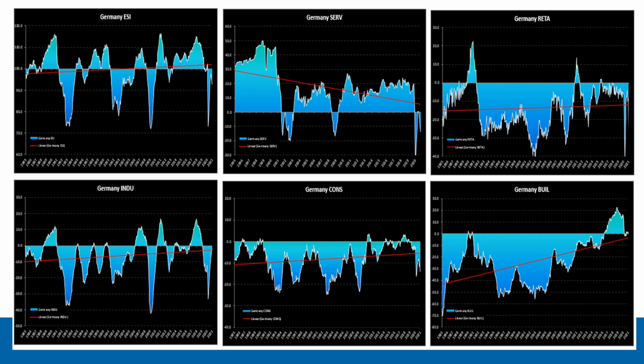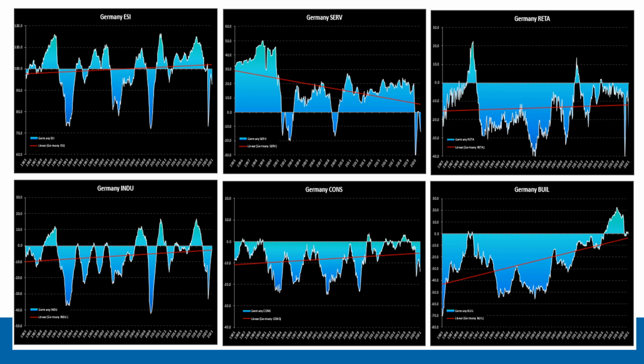So when we eyeball these things, we just look at where we are. Are we below long-term trend? Are we above long-term trend? Are we peaking? Are we troughing? Are we on our way to negative? Are we recovering? We just try to put it into perspective.